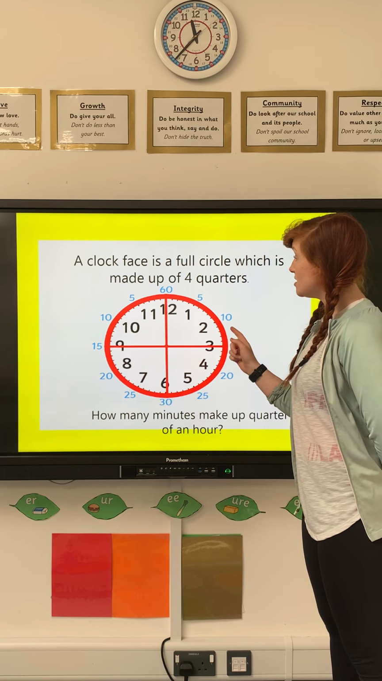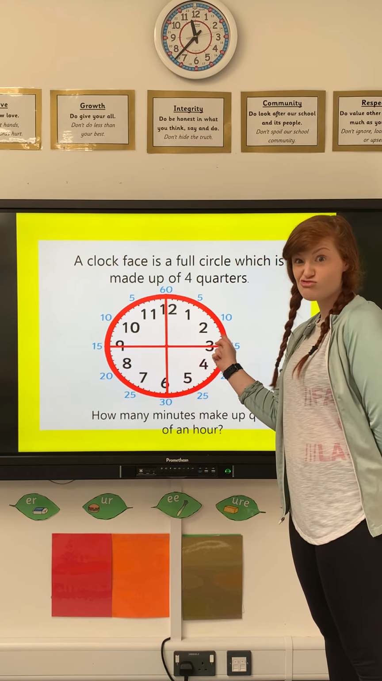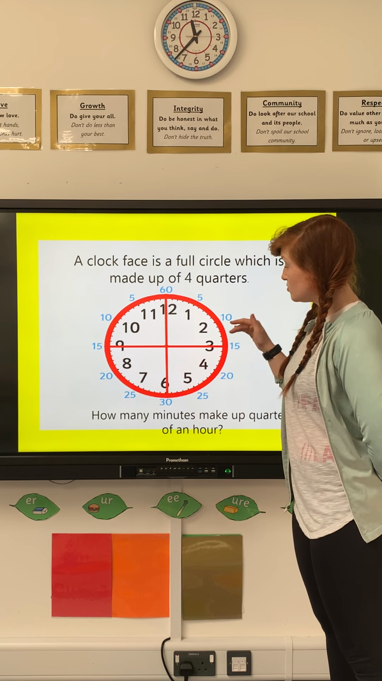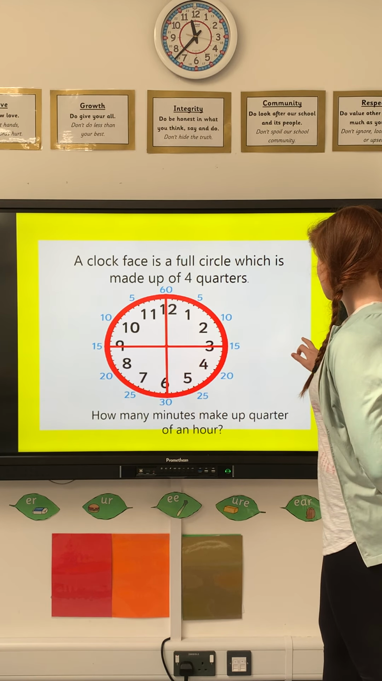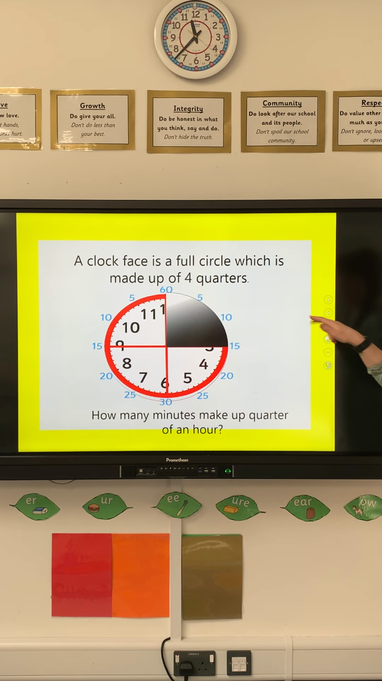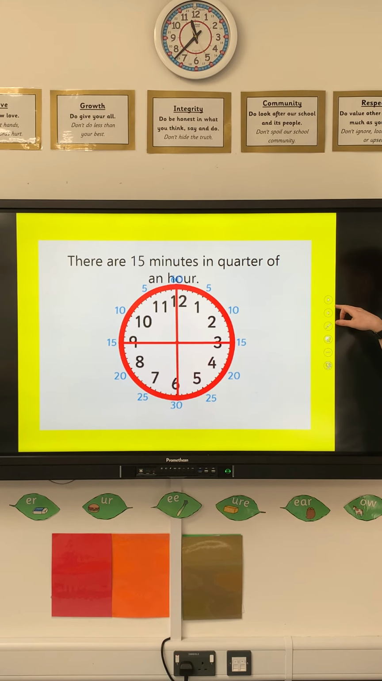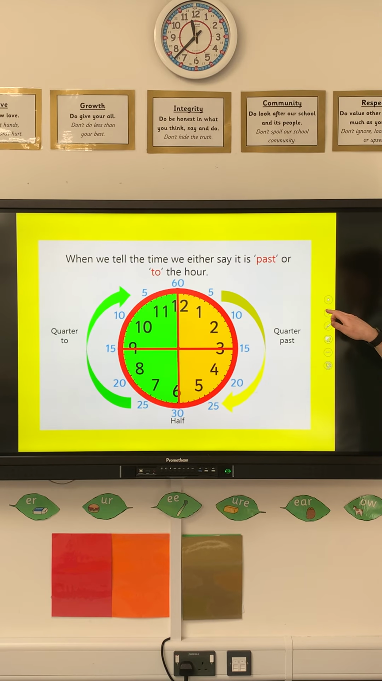So when we're looking at a quarter past time, the big hand goes to the 3 directly. And the little hand moves a quarter of the way past the hour. And we know that 15 minutes make up a quarter of an hour. And you can see that here, 5, 10, 15. So there are 15 minutes in a quarter of an hour, and you can see that there.